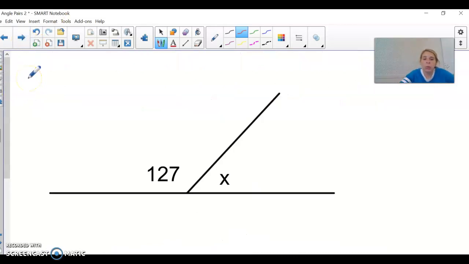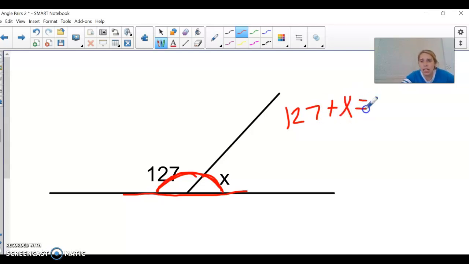In this example, we've got 127 here, plus this part here, this x, and if you notice, if I connect them, they're making a straight line, right? They lay on that straight line. So I'm doing 127 plus my missing part has to equal 180, because supplementary is 180. So I'm going to subtract 127 from both sides.